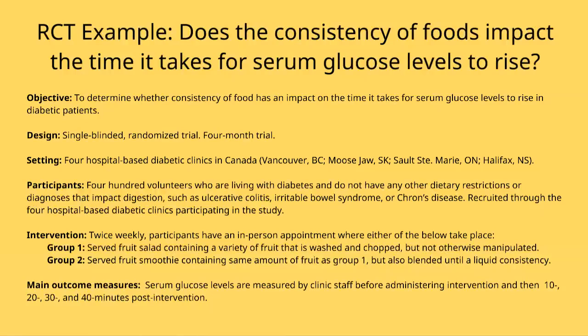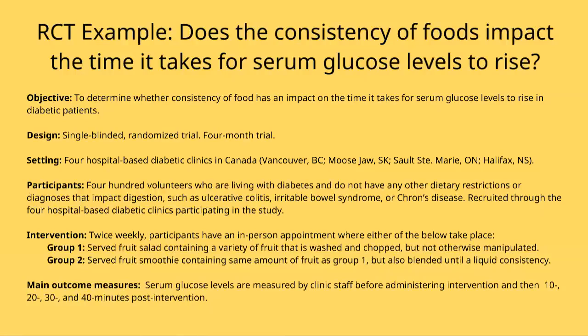The setting would be 4 hospital-based diabetic clinics in Canada. In terms of participants, there would be 400 volunteers who are living with diabetes and don't have any other dietary restrictions or diagnoses that impact digestion, such as ulcerative colitis, irritable bowel syndrome, or Crohn's disease. Recruiting would take place through the 4 hospital-based diabetic clinics. So essentially, individuals would already need to be patients of those clinics to become a participant in our study.